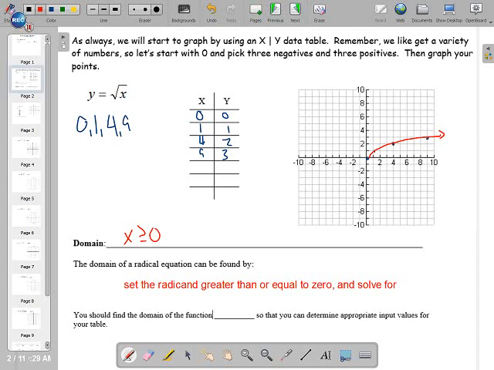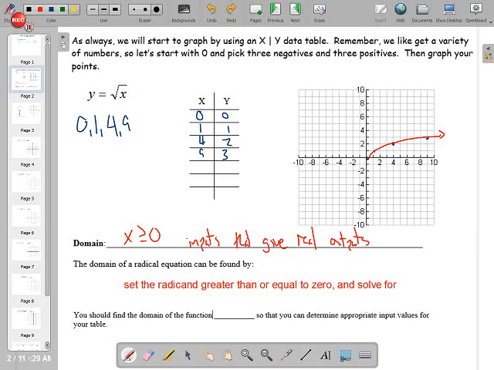Now the domain is the inputs that give real outputs. When you take Algebra 2, you'll talk about imaginary numbers. In this class, we need real numbers only, so the domain of this function is all of the numbers that will give you real outputs.